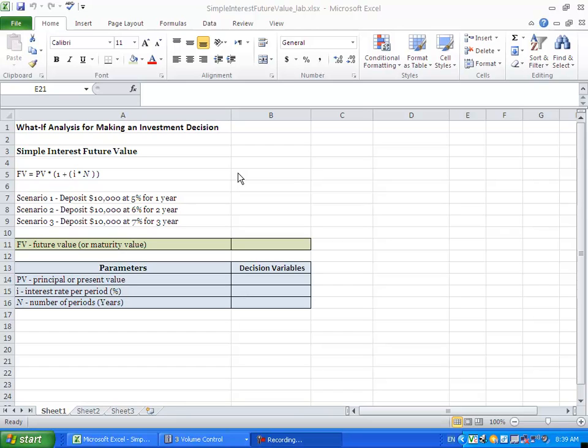So those are the three scenarios, and we need to make a decision for us what's going to work best for us. The parameters of that decision is based on how much we're going to deposit, our principal value, the interest rate the bank is going to pay us, and the number of periods we're going to tie our money up. Those are also the decision variables. The values that go into those parameters are the decision variables that ultimately will lead us to make an investment decision for ourselves. So how do we build this decision model, this what-if analysis?